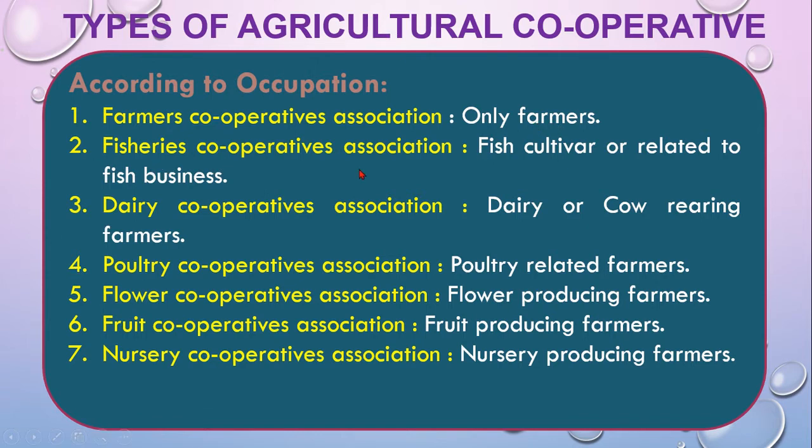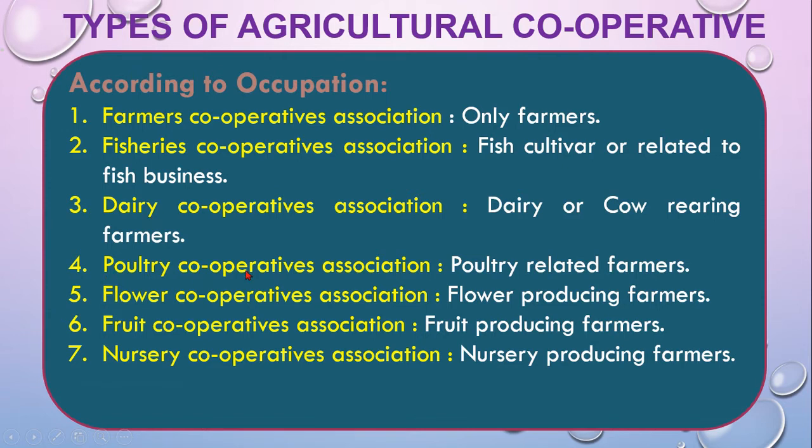Next one is the fisheries cooperative association. In this cooperative, only fish cultivators or those related to the fish business can join. Next one is the Dairy Cooperative Association. In these cooperatives, only dairy or cow rearing farmers, the person or the farmer who is related to the dairy farm or the cow rearing farm, can join this cooperative.